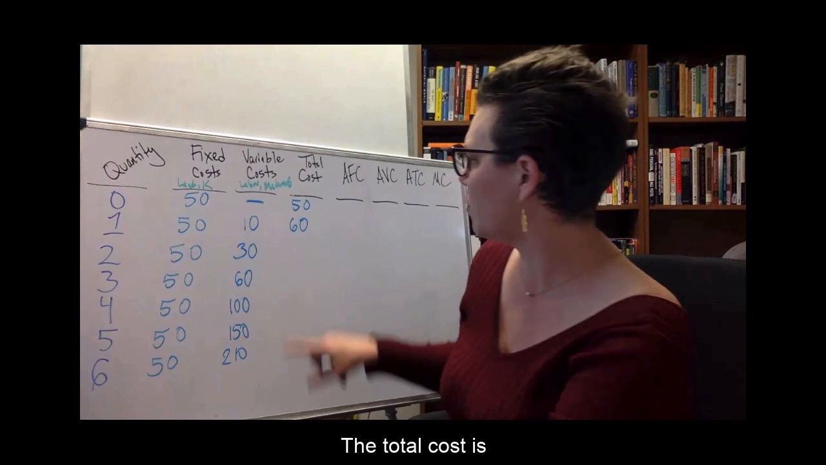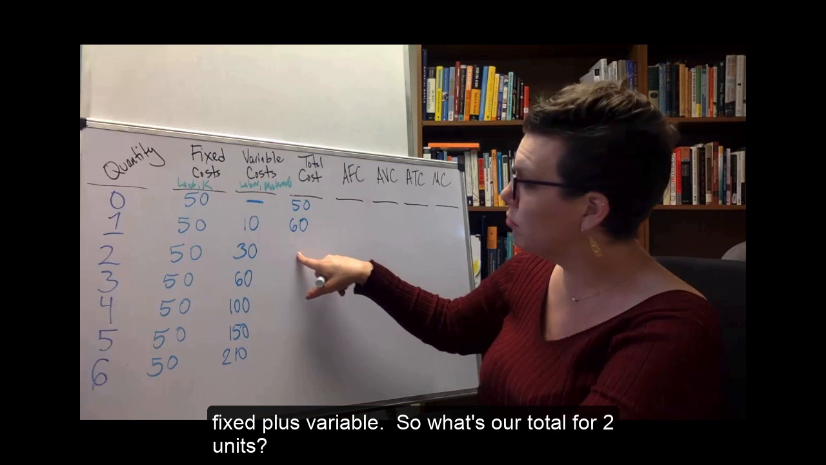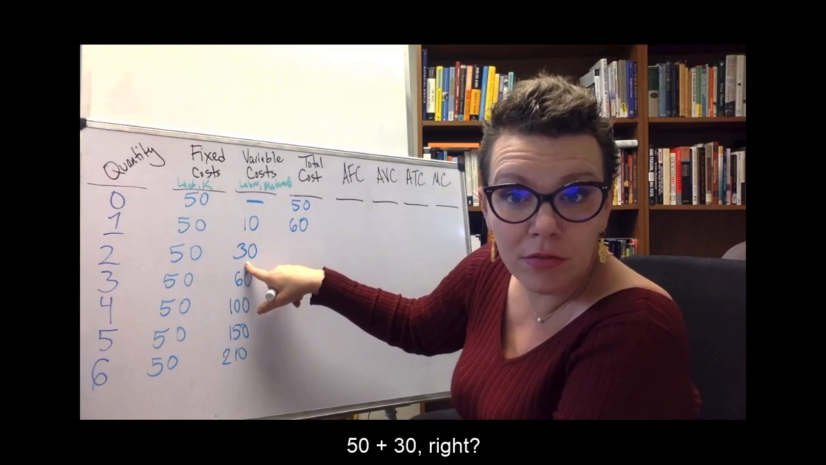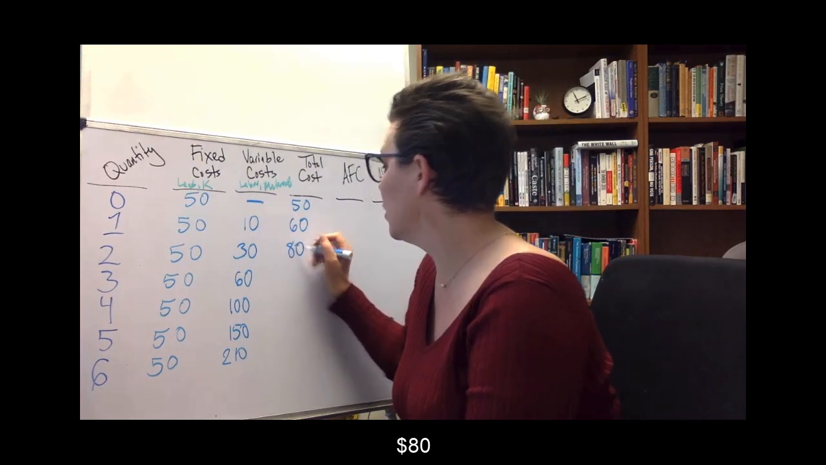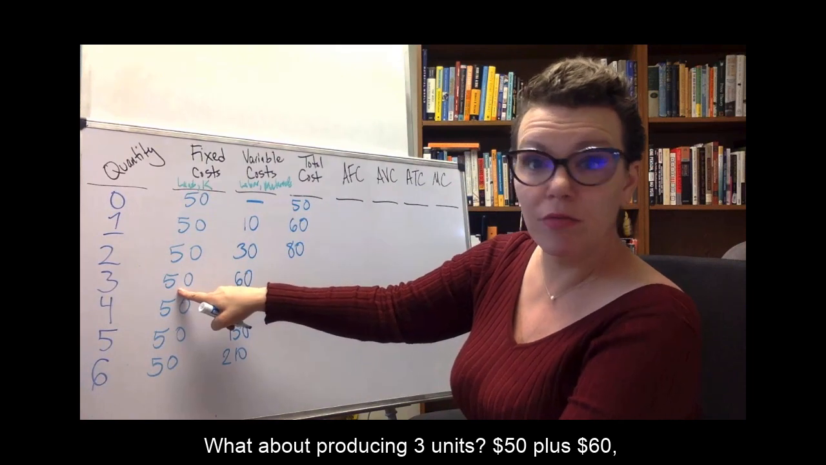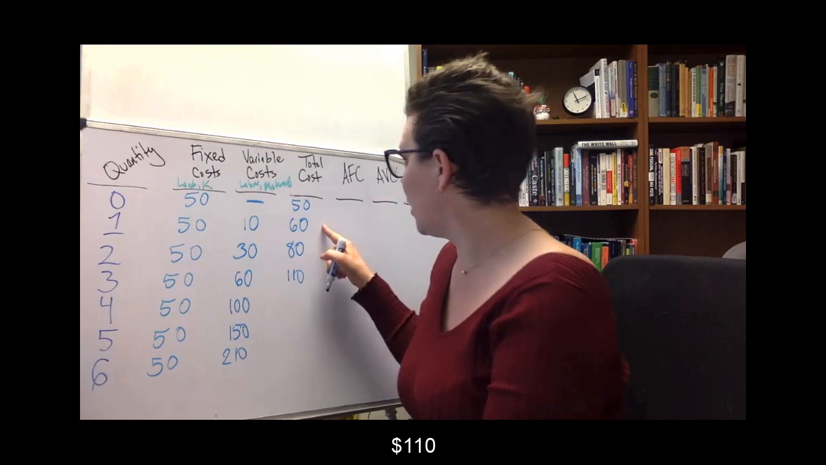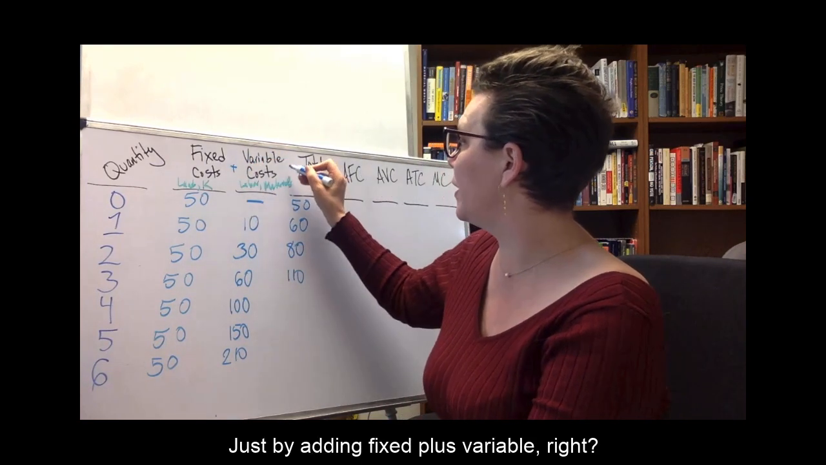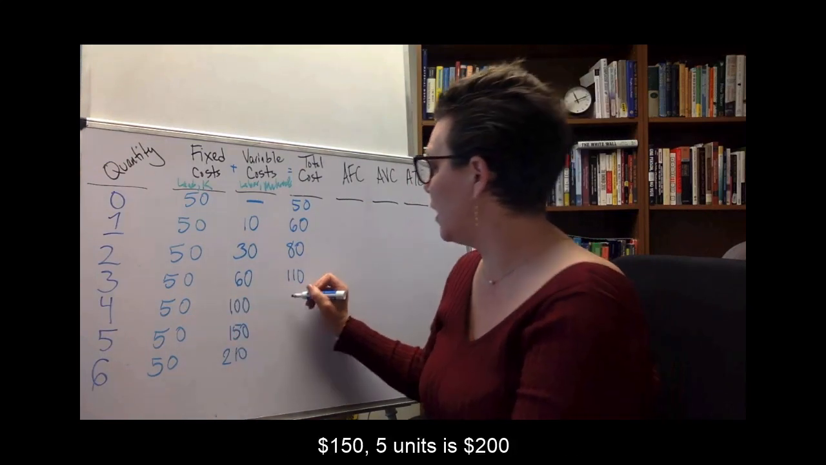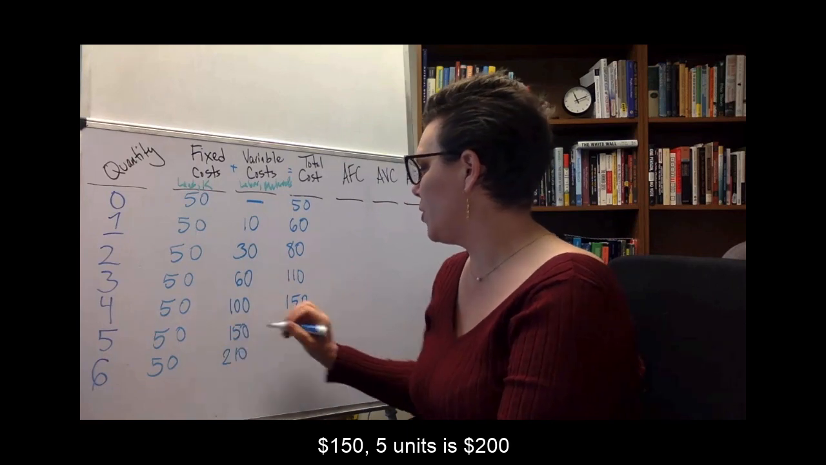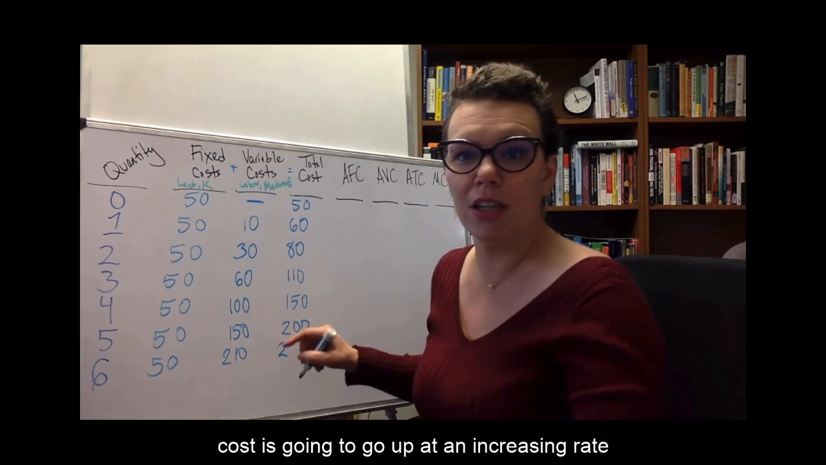The total cost is fixed plus variable. So what's our total cost for 2 units? 50 plus 30, right? $80. What about producing 3 units? 50 plus 60, 110. So we can find our total cost just by adding fixed plus variable, right? There we go. 4 units is going to cost us 150. 5 units is 200.